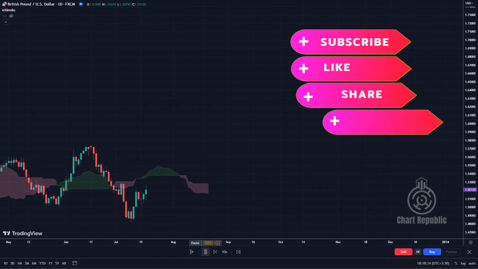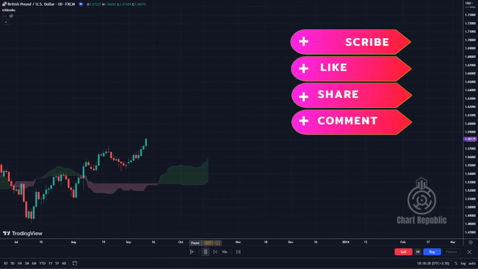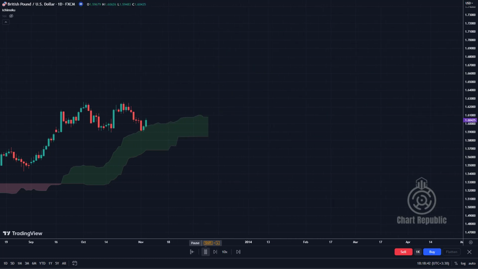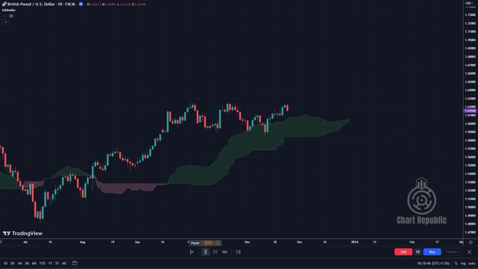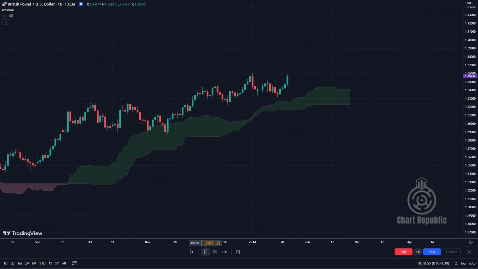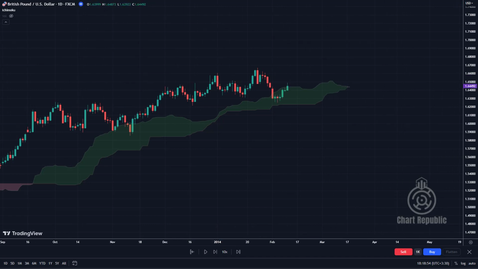An Ichimoku strategy that I personally use a lot and has a high win rate is when a prominent Kumo forms the right shoulder of a head and shoulders pattern. To gain a clearer understanding, let's look at the GBP/USD chart.